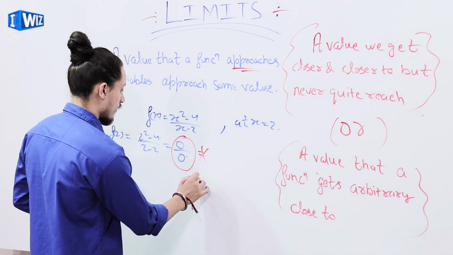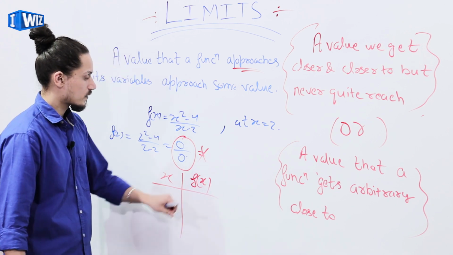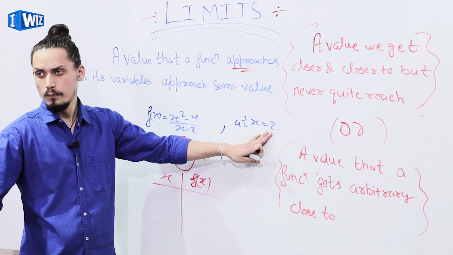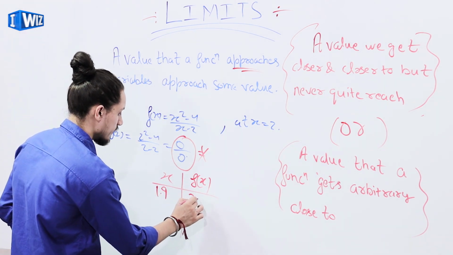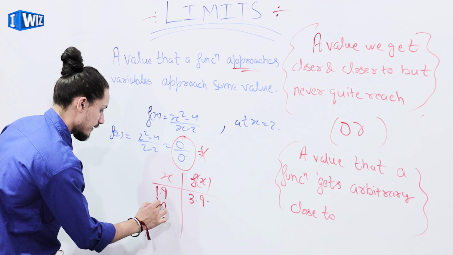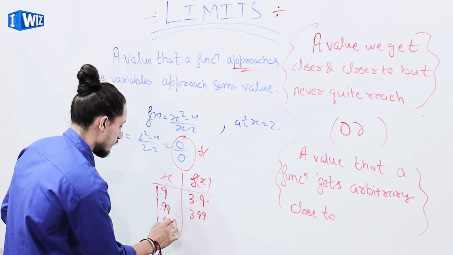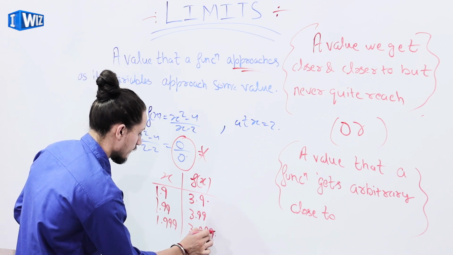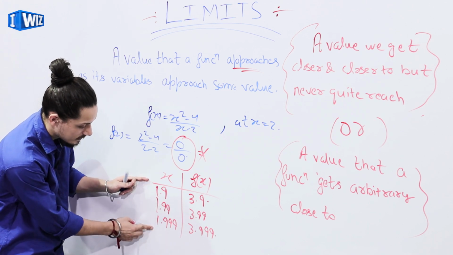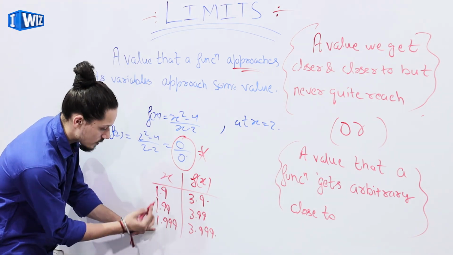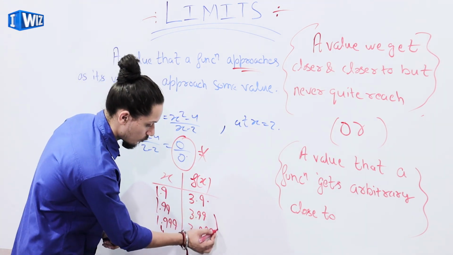So suppose I want to find its value closer to x first. What is the closest point to 2? 1.9. At 1.9, I'll get the value 3.9. At 1.99, we'll get the value 3.99. At 1.999, we'll get the value 3.999. As we observe this, we can say as the value of x is approaching 2, the value of f of x is approaching 4.